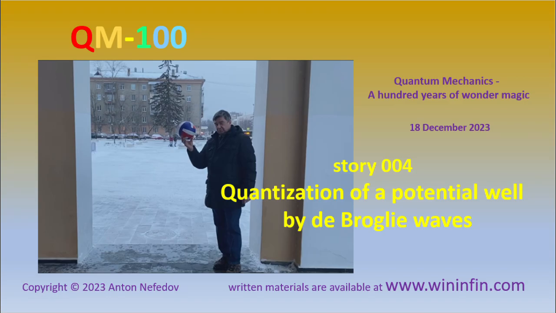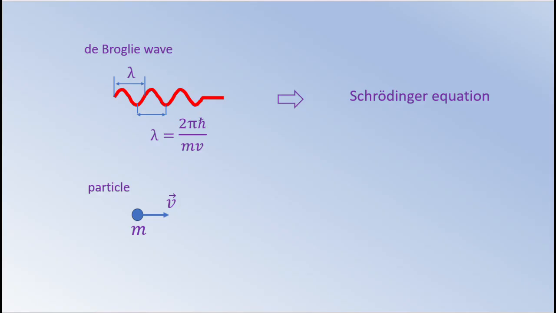From my last video you know that the Schrödinger equation and quantum mechanics appeared as a result of the development of de Broglie's hypothesis that atomic particles exhibit wave properties. Now, before we start working with the Schrödinger equation and wave functions, I will show some simple but very interesting examples of working with de Broglie waves. For the beginning, let's quantize the so-called infinite potential well.